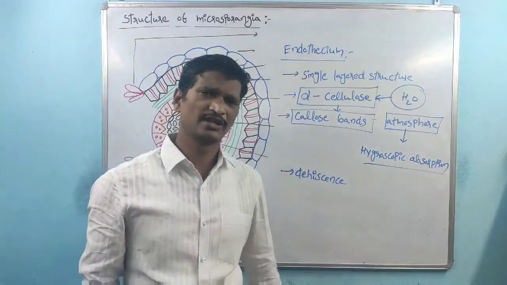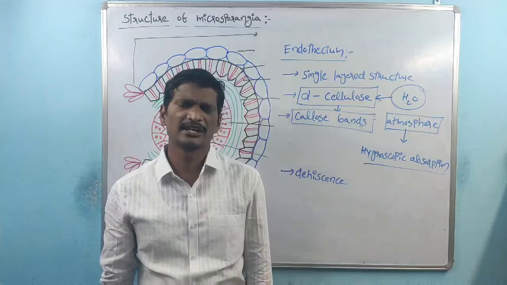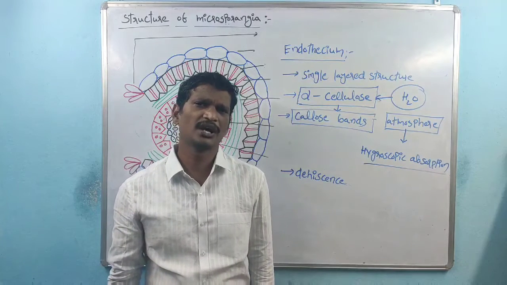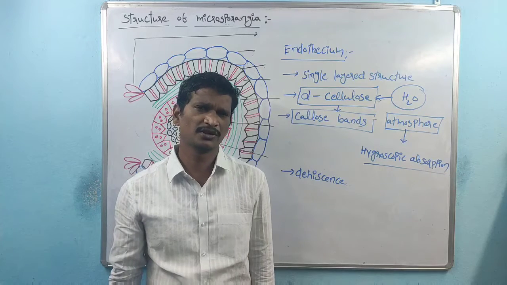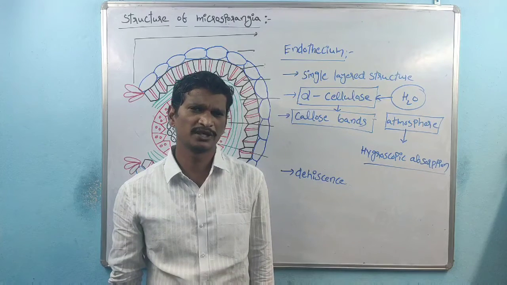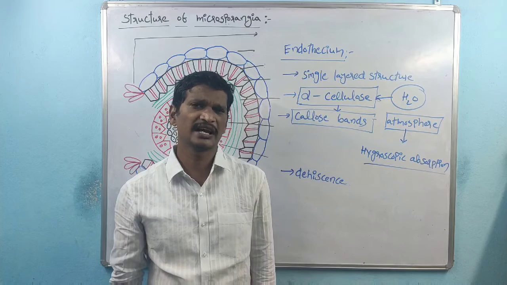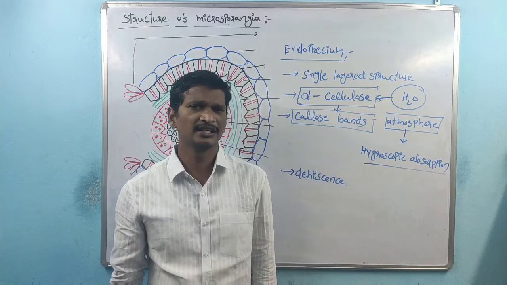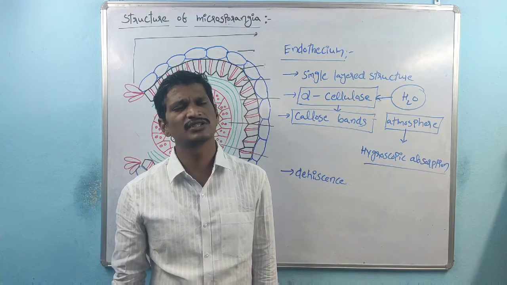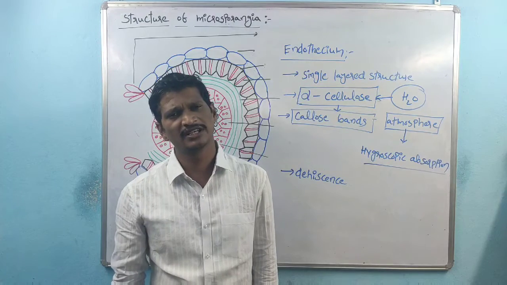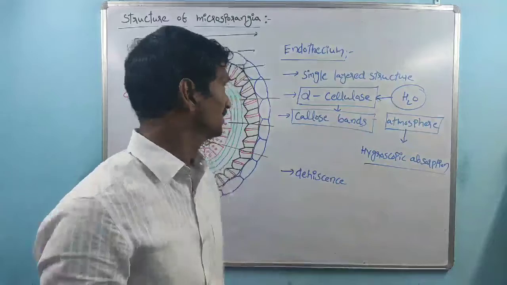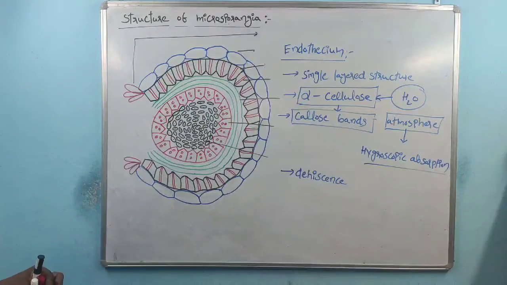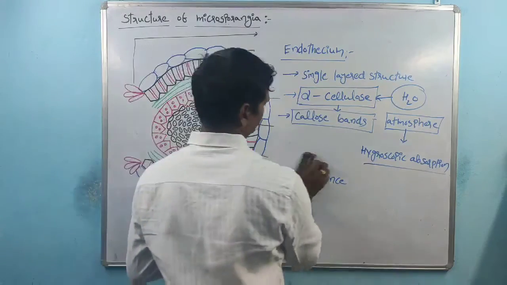Simple. The endothelium, a very special tissue, has callus strips made up of alpha cellulose. Cellulose is responsible for the absorption of water from the atmosphere, a function carried out in the young anther and mature anther. Once the cells lose the water, the cells are broken down. That is nothing but the dehiscence process. That is about the endothelium. Coming to the next one, middle layers.